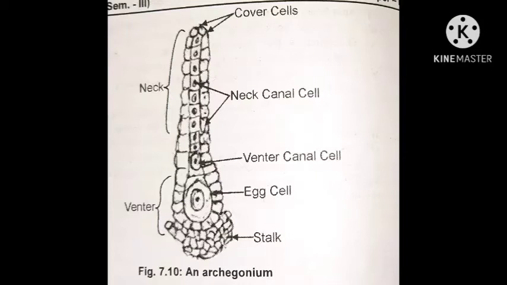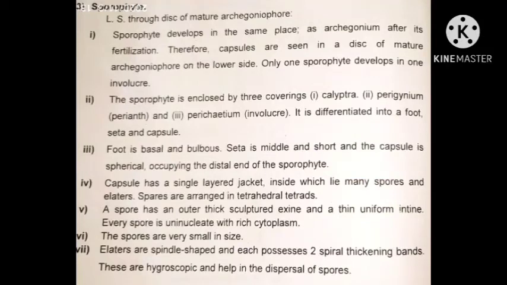The mature archegonium has a multicellular stalk and a swollen venter. In the swollen venter there is an egg. Above that there is a venter canal cell, and a row of 6 to 7 cells develops the neck of the archegonium, and at the tip of the neck there are cover cells. The egg is the female reproductive cell in Marchantia, and after fertilization, inside the archegonium itself, Marchantia develops into a sporophyte.